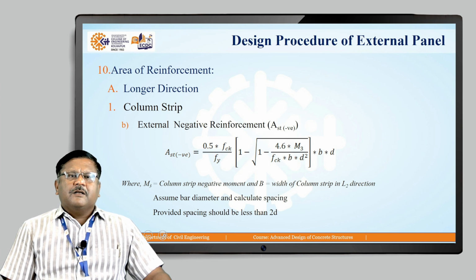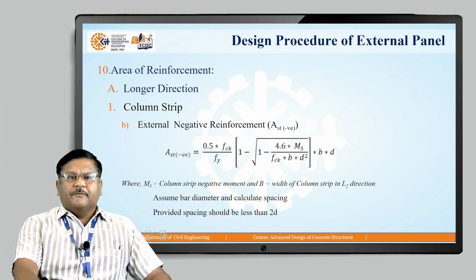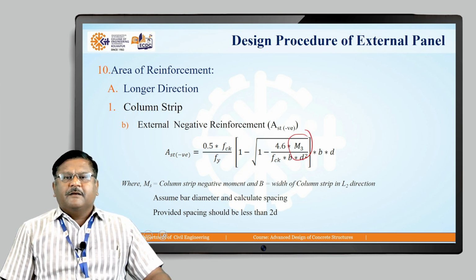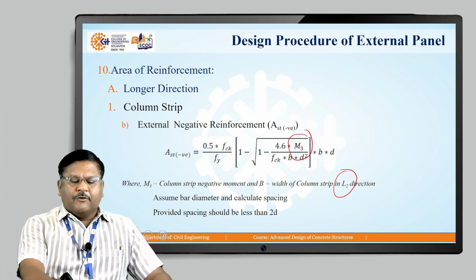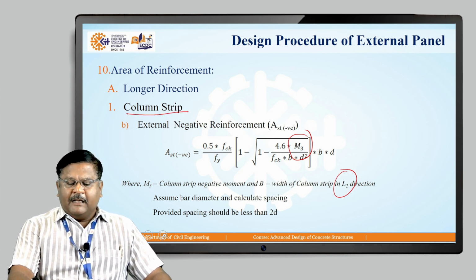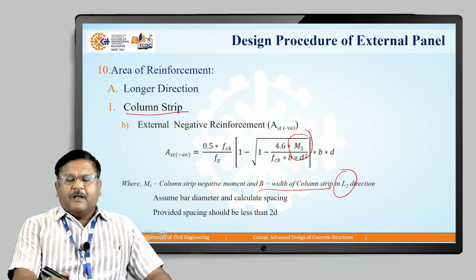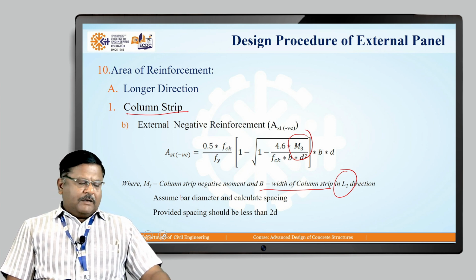Next, longer direction steel but in column strip, but again external negative reinforcement, AST negative. See, this is not M2, this is M3, and width is in another direction. You are going to calculate the column strip steel, hence use the width of column strip but in the another direction. Assume the bar diameter, calculate the spacing. Spacing should not be greater than 2D.